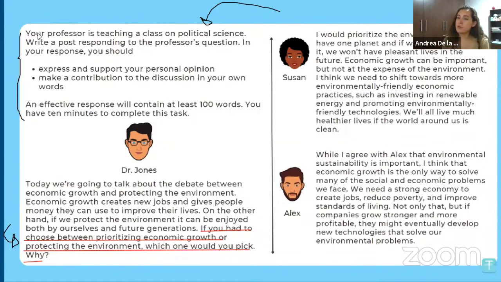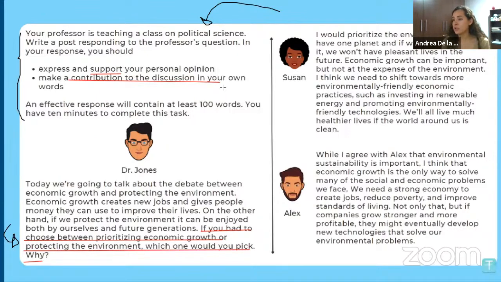And what you guys have to do is write a response, write a post, write a little text where you express your opinion, where you say, well, I believe that it is more important to prioritize the environment or the economic growth, where you support your opinion, you give reasons, you give details to support that opinion, to explain why. And not only that, but where you also make a contribution to this discussion.